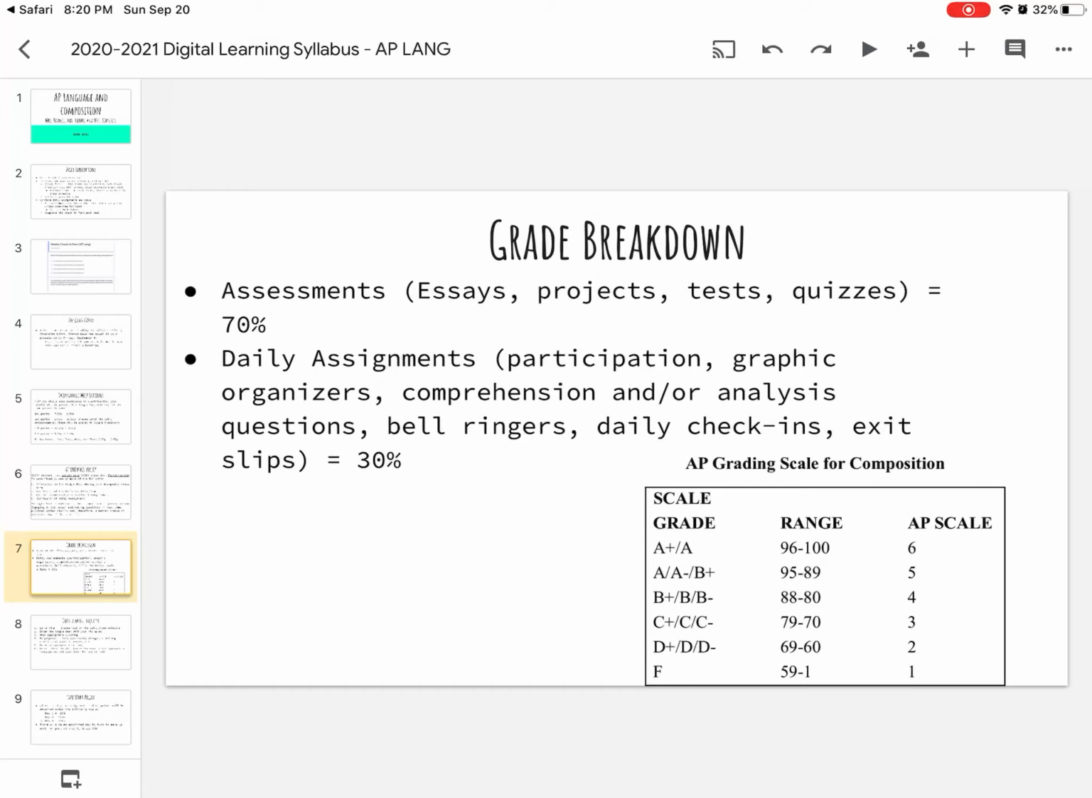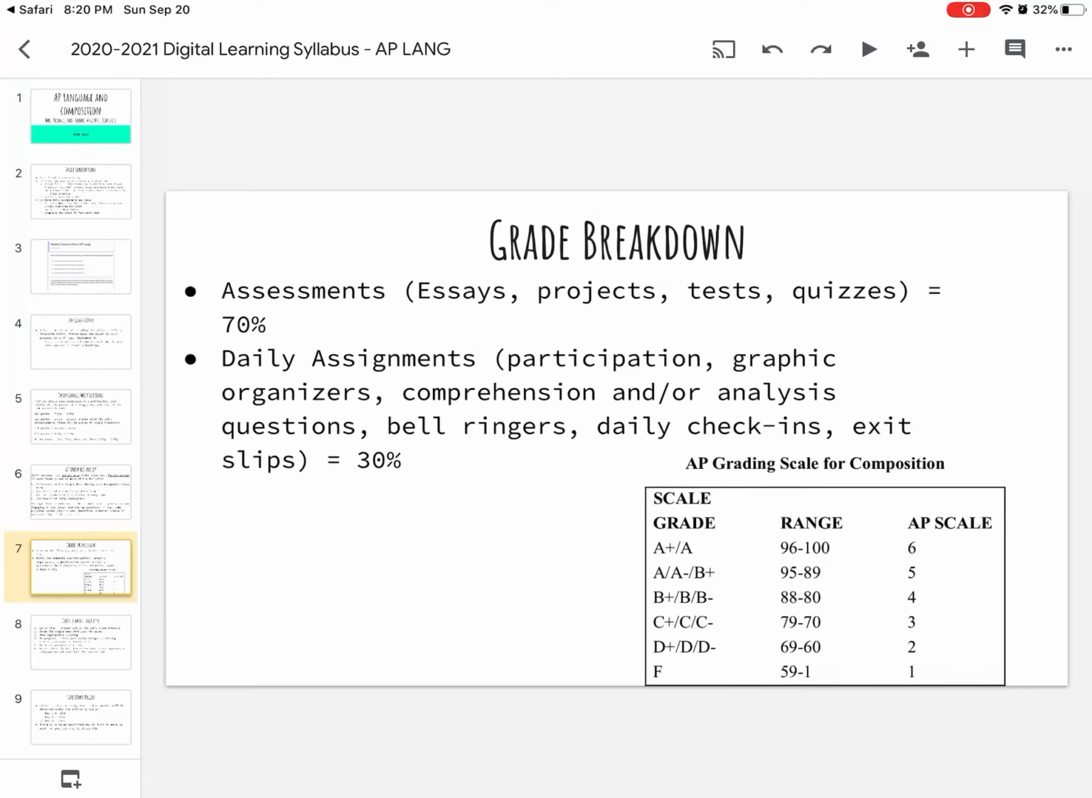Now on the bottom right-hand side there, we included the AP scale range. For example, when we're scoring essays, the highest score an essay can get in AP is a 6. So we have a numeric breakdown there for what that would be represented as in Infinite Campus. If your child got a 6 on an essay, that would be a 96 to 100 point range in Infinite Campus, since we don't want to put a 6 in Infinite Campus because it won't understand it.